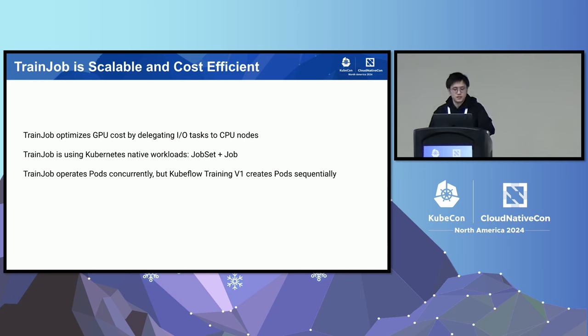The third part is performance. In the V1 API, the training operator creates pods sequentially. But in a large training environment, that is a pain point. So the kube-controller-manager Job API can create pods concurrently. So the V2 API can improve performance and scalability in large machine learning training environments.